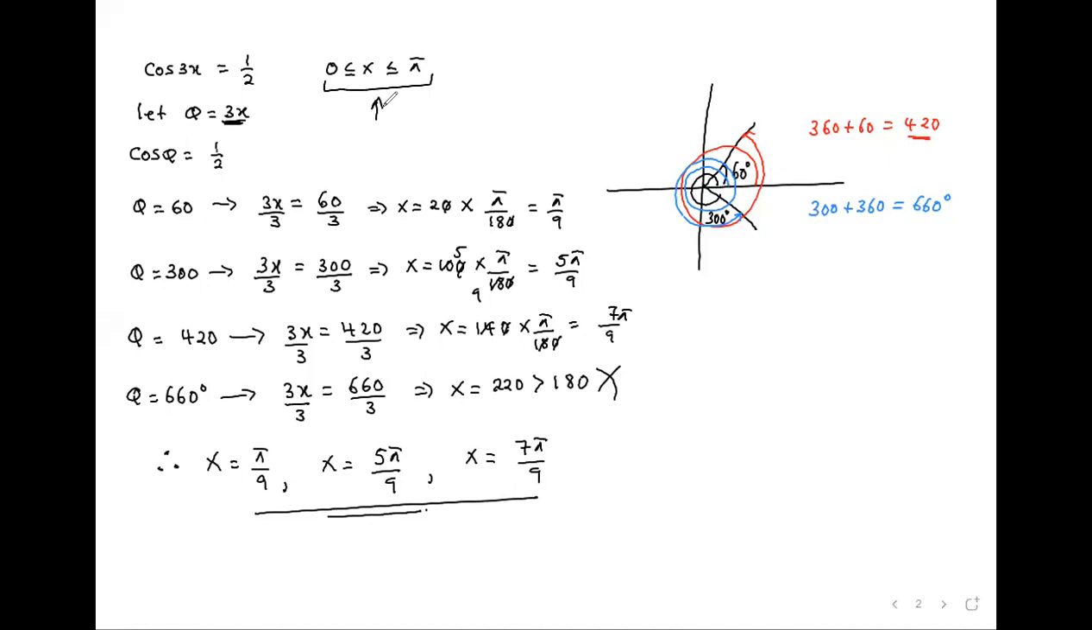If that angle was not multiplied by 3, we would have ended with 60 and 300 only, and only picked 60 because that's the one that lies between 0 and pi. But because it's being multiplied by 3, it's possible that you can have a big angle and then divide it by 3, it will reduce the interval that is required. That's the reason why we've gone beyond 360, looking for coterminal angles of 60 and 300. Though the coterminal for 300 did not work.